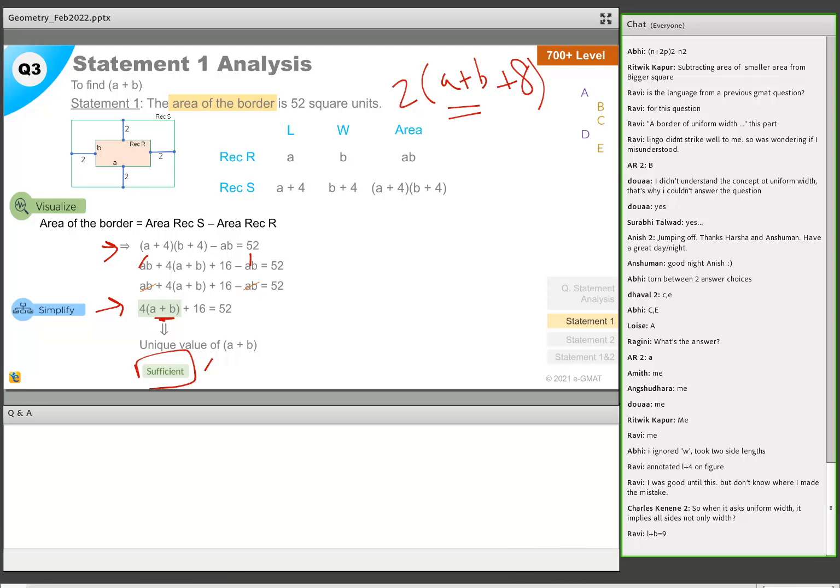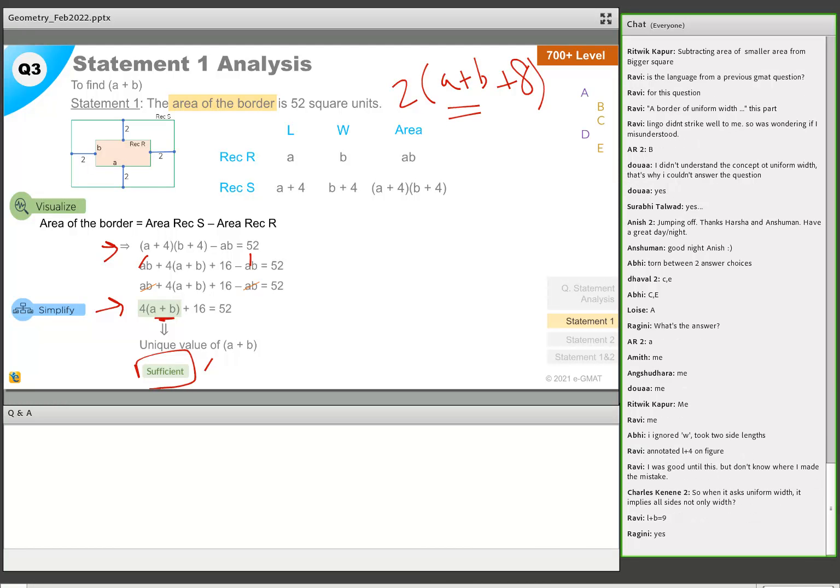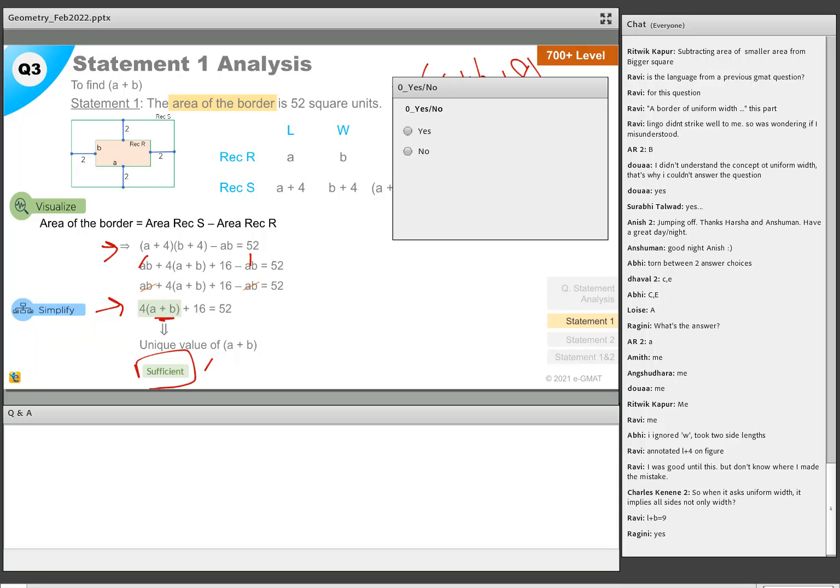Quick show of hands. Let me put it to a poll. The concept is very simple, right? Is it clear why statement 1 is sufficient? So whoever has no, put it out. We will answer that as well. Don't worry about it. All right.